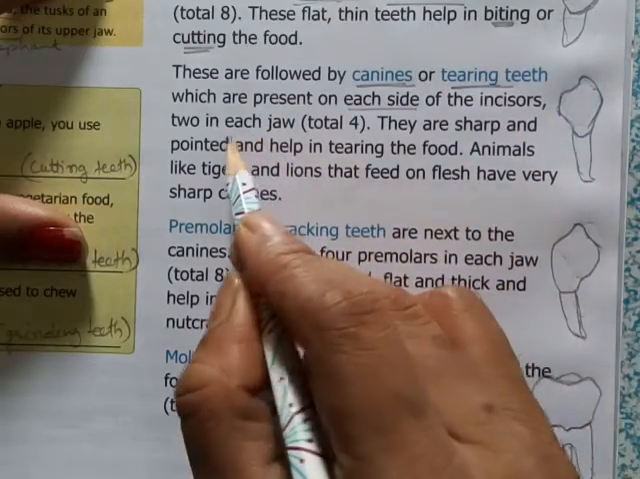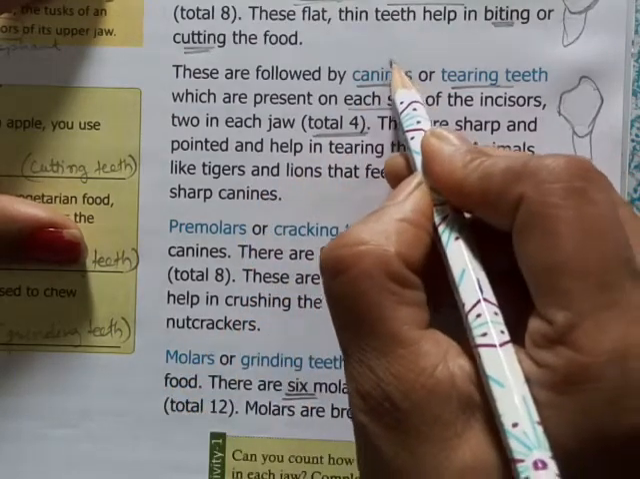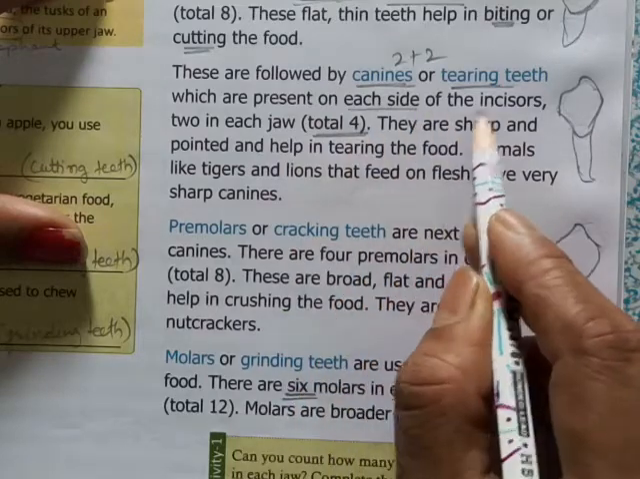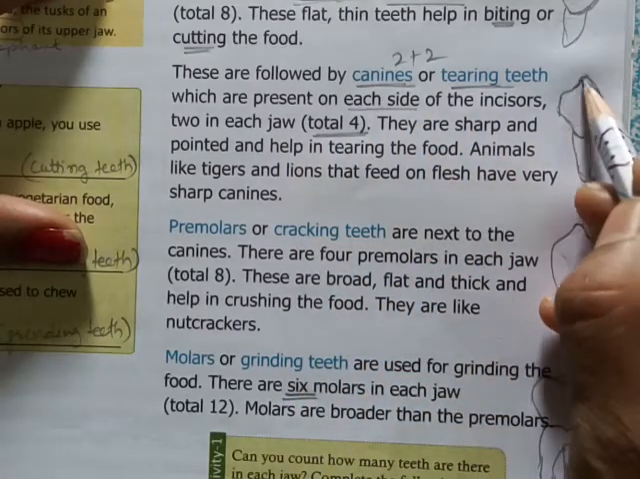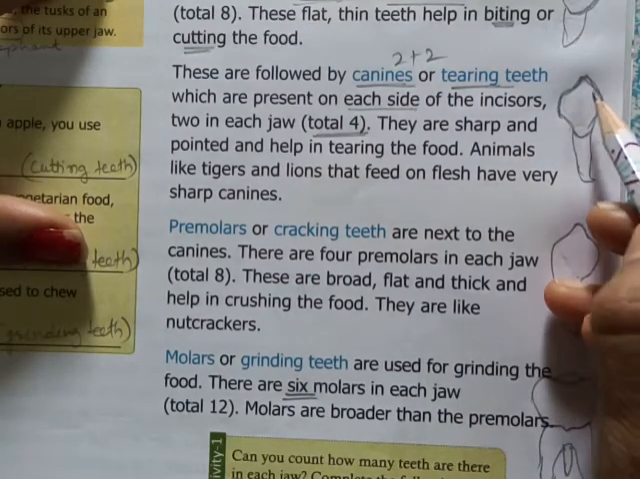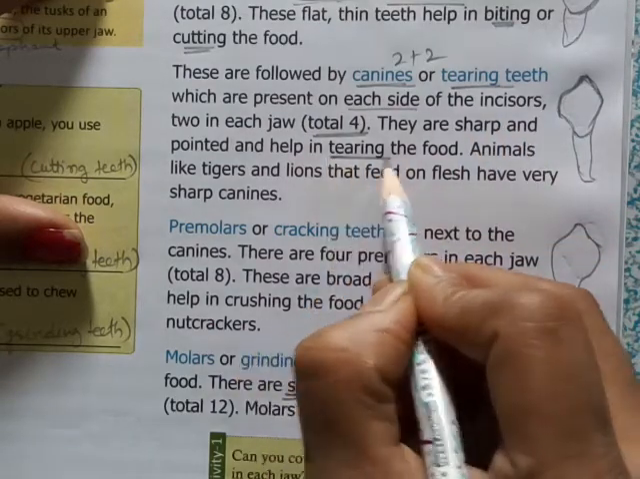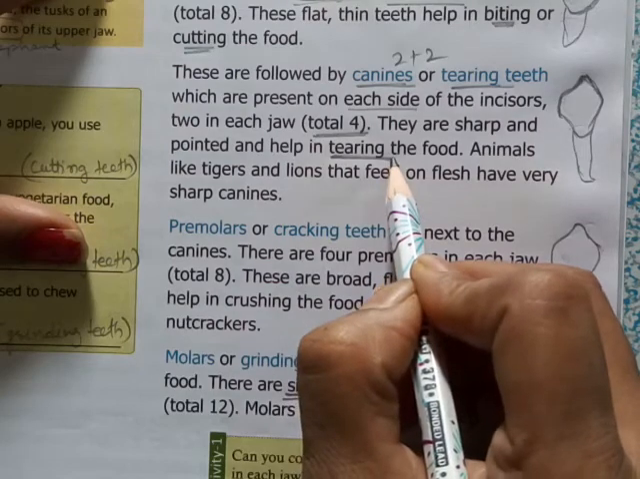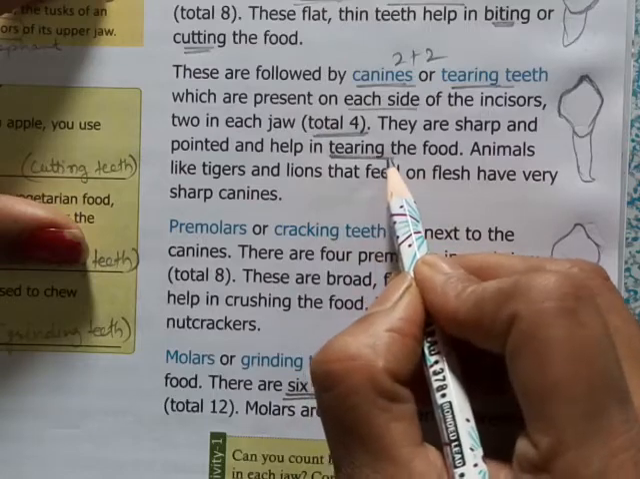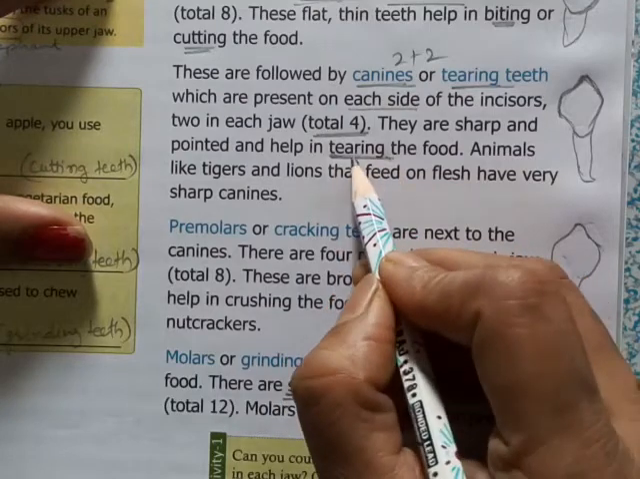You can see here their edges are sharp. Why are they sharp? They are sharp and pointed, because they are tearing teeth. Tear means खींच के तोड़ना, जिसको हम कहते हैं टीयर करना. तो जो फूड होता है, जैसे कि जो मीट वगैरह खाते हैं, when you eat sugar cane, at that time you have to use your tearing teeth, or canines. Animals like tigers and lions that feed on flesh have very sharp canines.